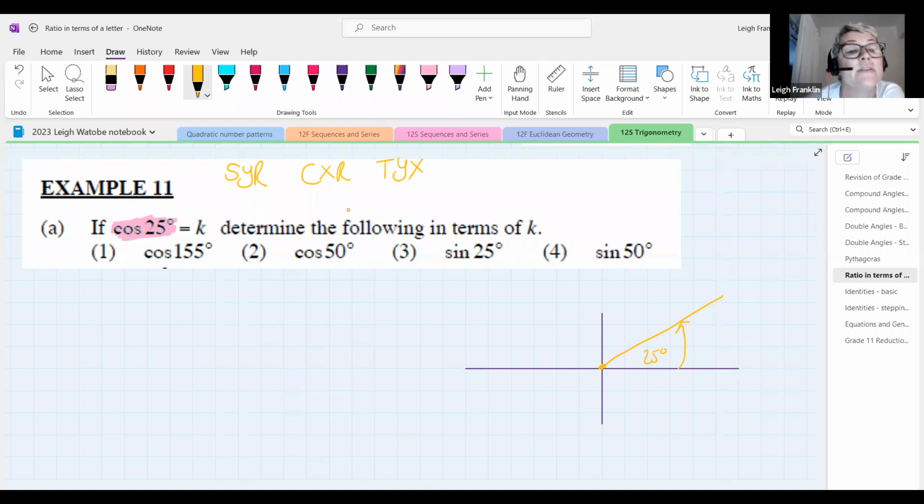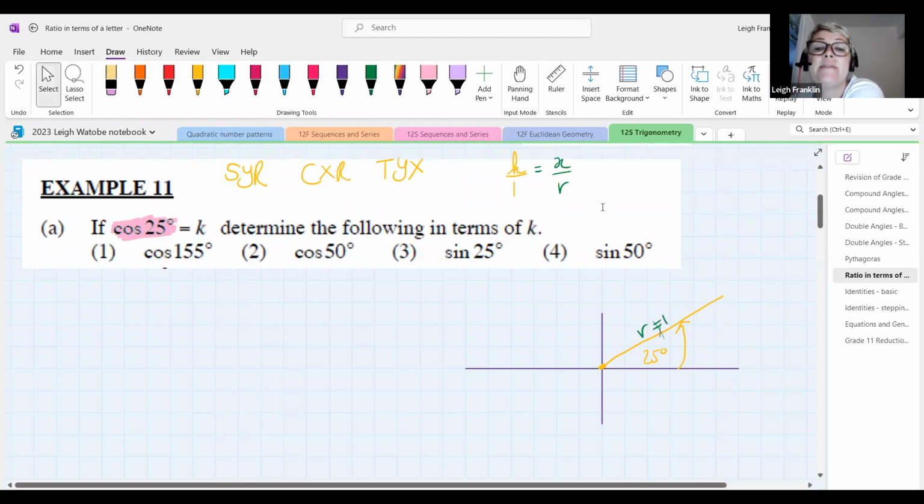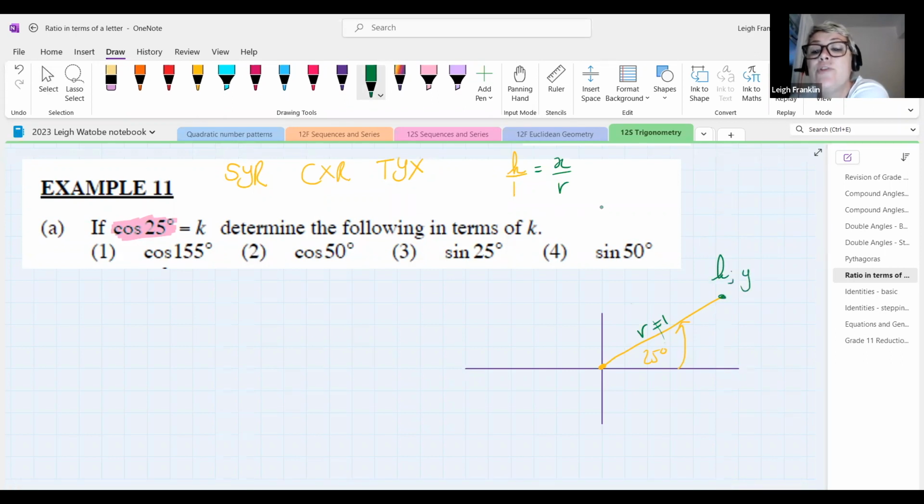And then remember, I interpret sin theta as y over r, cos theta as x over r, and tan theta as y over x. So if this is the cos of 25 degrees equals k, that means that k is k over 1. So in other words, k is our x coordinate and r is the length of the terminal arm. So r is equal to 1 in this case, and the coordinate at the end of the arm over here is k, and we don't know what y is. So we're going to use the theorem of Pythagoras to determine y. So subbing into x squared plus y squared equals r squared, we would end up with k squared plus y squared equals 1 squared.